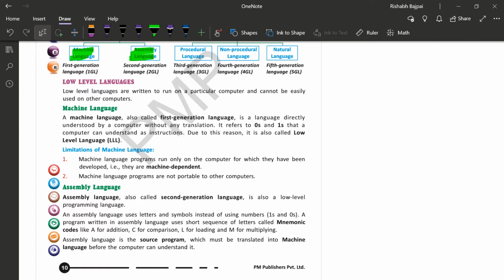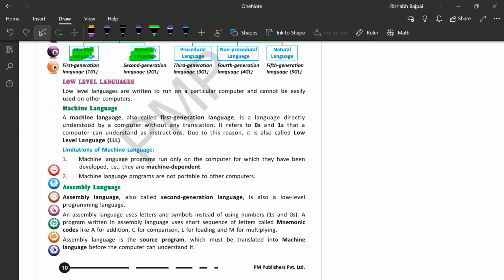If we have to perform addition, then we can write A only. In the same manner, if we have to perform subtraction, then we can write S only. Clear? So assembly language is also known as second generation language.